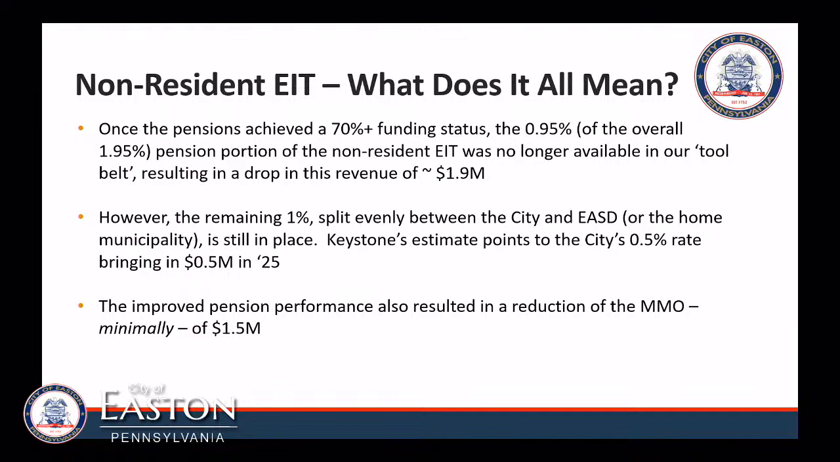We then had a decrease in the expense of the MMO, but our non-resident EIT that is not going to the pension is $500,000. So again, as Louis mentioned, it's probably best that we sit down and spend more time going through this offline. I know there are several other folks that need to present, but I'm happy to answer any questions now if we want to try. Otherwise, I can keep going. All right, we'll just keep going.